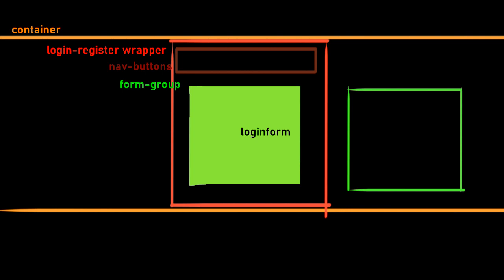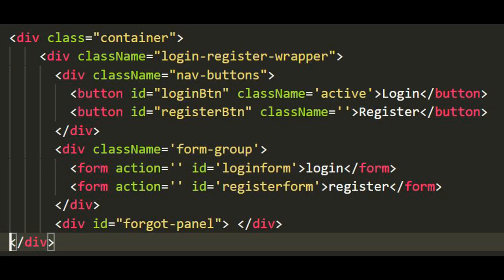So what I need to do is derive a skeleton code that resembles its structure. So as you can see here, I've got a div for container, a div for login register, and have buttons and a form group, and I've also added a forgot panel which is not in the design. So this is what I'm going to be coding into the React view. This is the base structure that I'm going to start with, then I'm going to fill in the blanks.